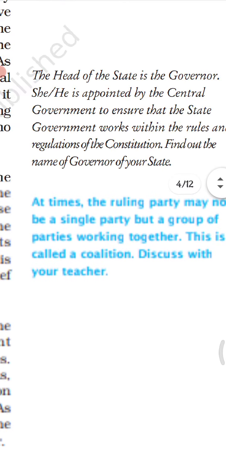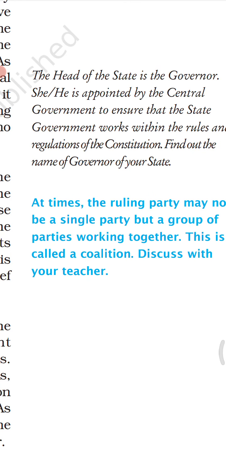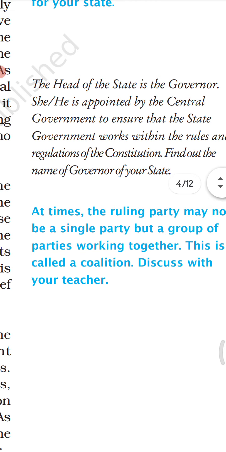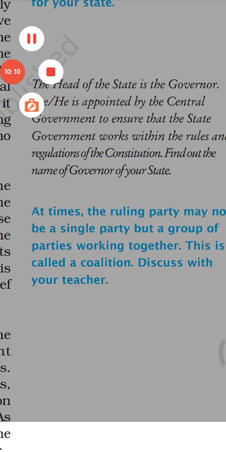See, the head of the state is the governor. So beta, keep this in your mind. Head of the government is the chief minister in a state and head of the state is the governor. He or she is appointed by the central government to ensure that the state government works within the rules and regulations of the constitution. So find out the name of the governor of your state. So this is your work.